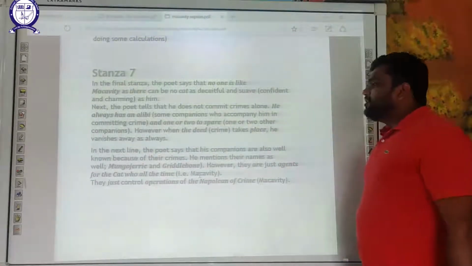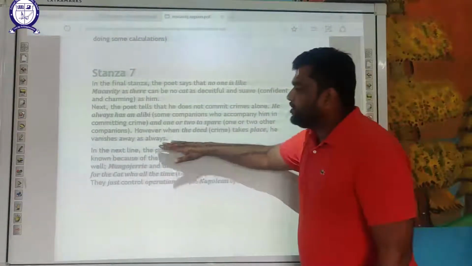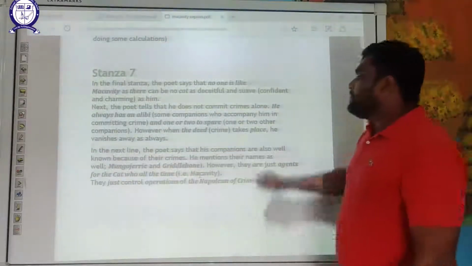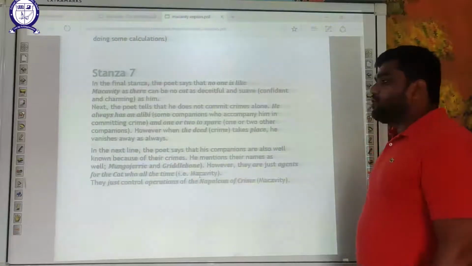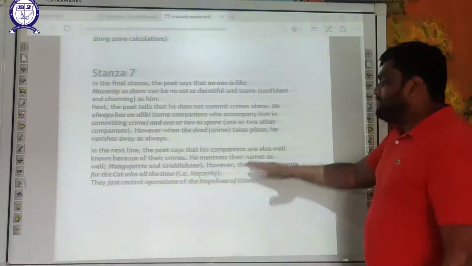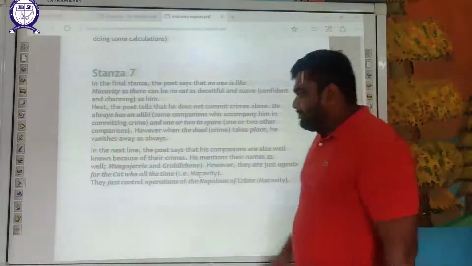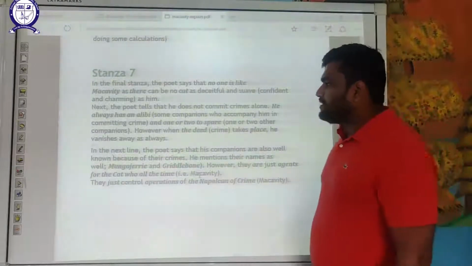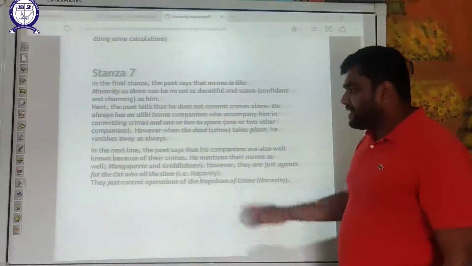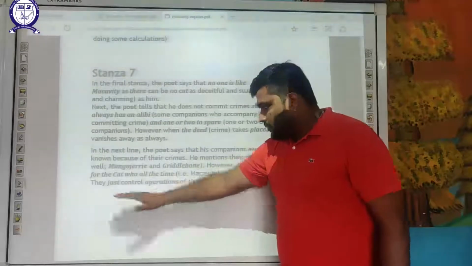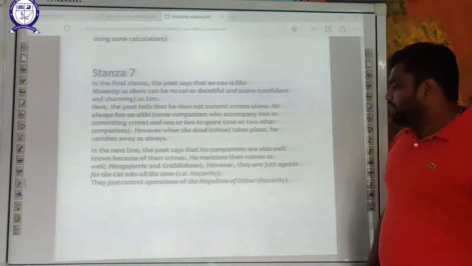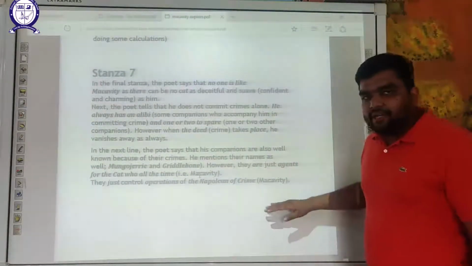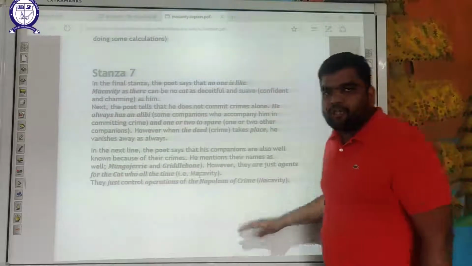However, when the deed, that is crime, takes place, he vanishes away as always. In the next line, the poet says that his companions are also well known because of their crimes. He mentions their names as well. The names are Mangozeri and Griddlebone. However, they are just agents for the cat who all the time, that is Macavity. They just control operations of the Napoleon of crime. Who is known as Napoleon of crime here? Macavity has been called the Napoleon of crime.